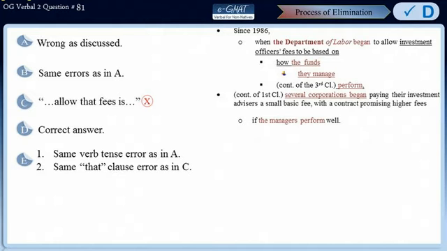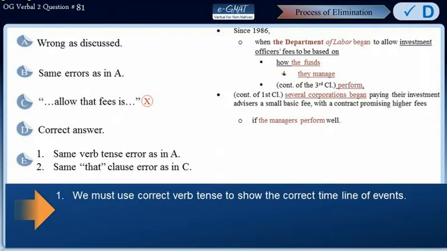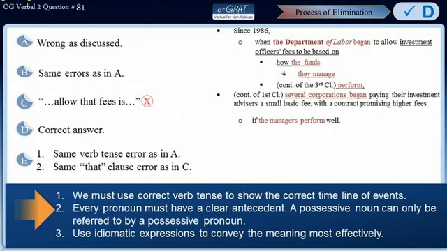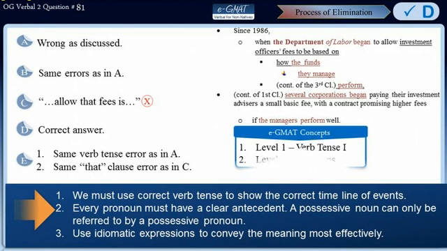This brings us to the takeaway messages for this sentence. We must use correct verb tense to show the correct timeline of the events in the sentence. Also, every pronoun must have a clear antecedent. A possessive noun can only be referred to by a possessive pronoun. Also, we must use idiomatic expressions to convey the meaning of the sentence in the most effective manner. The concepts tested in this sentence have been covered in e-GMAT concepts, level 1 verb tense and level 1 pronouns.